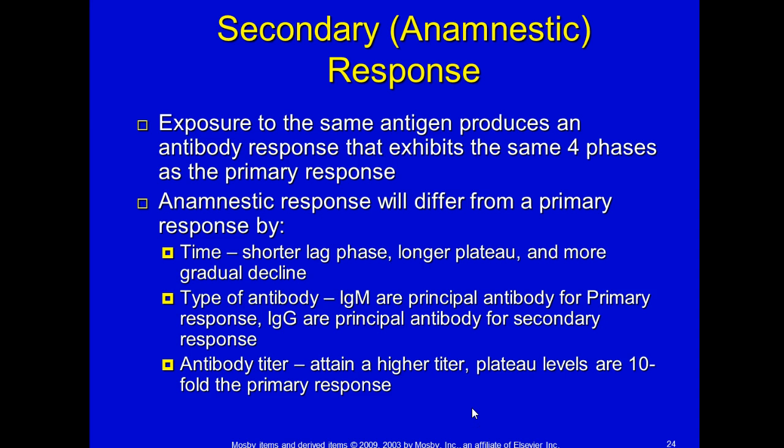Antibody titer, to attain a higher titer, plateau levels are tenfold the antibody response, so that it's able to come in faster and more powerful the second time you're exposed. It's usually, they say, you don't get the same cold twice, because your body's able to remember it.